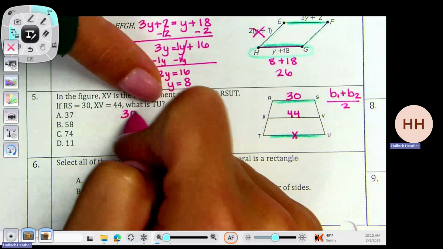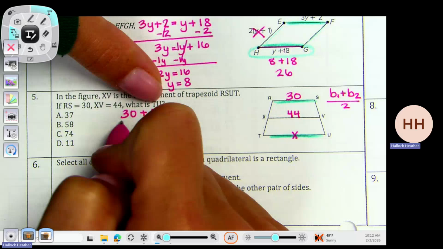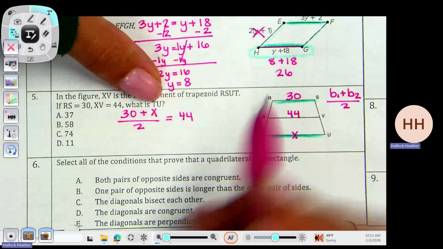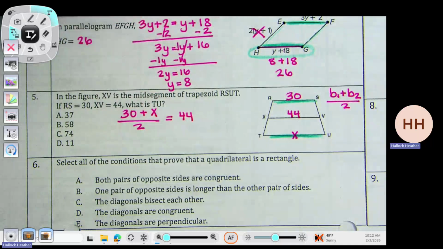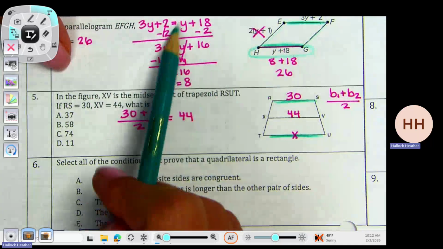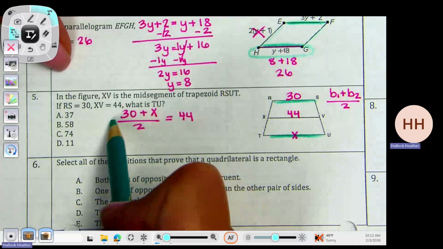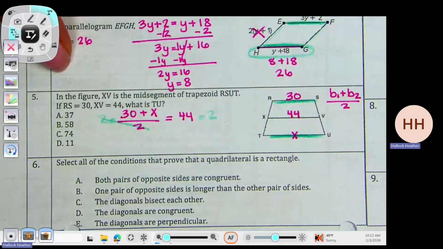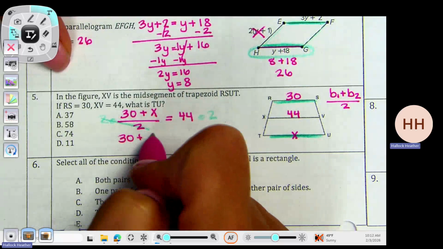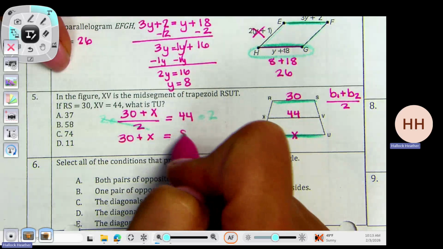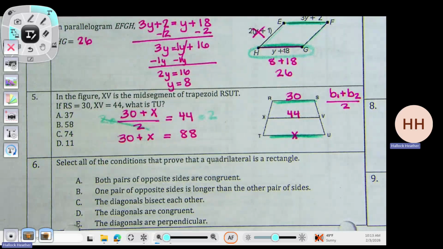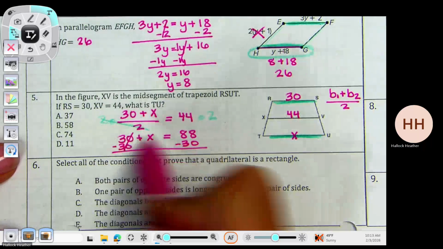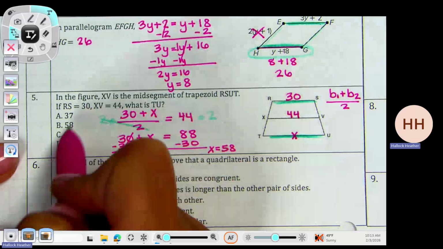So 30 plus X divided by 2 equals the midsegment, which we know needs to be 44. I'm going to get rid of the 2 using opposite operations, just like I would do addition and subtraction. I'm going to get rid of division by multiplying by 2. So it gets rid of it, gets it out. So I'm left with 30 plus X equals 44 times 2 is 88. I got to get X by itself, so I'm minus 30 to both sides. So X equals 58. So B.